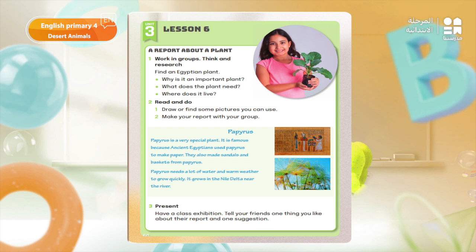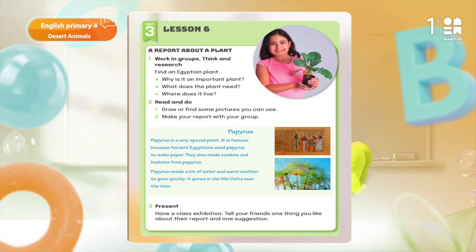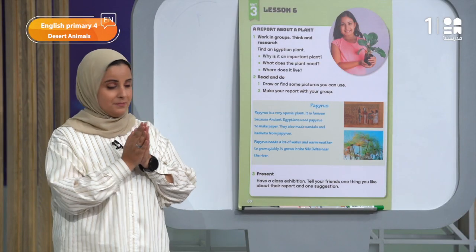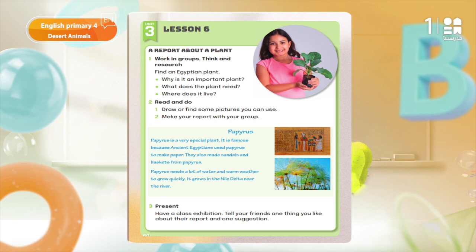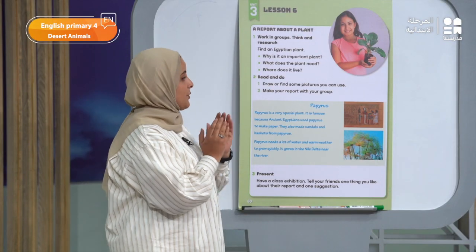They also made sandals and baskets from papyrus. Bullet point number 2. What does the plant need? البلانت ده كان محتاج ايه علشان ينمو علشان يكبر؟ Papyrus needs a lot of water and warm weather to grow quickly. Very good. Bullet point number 3.